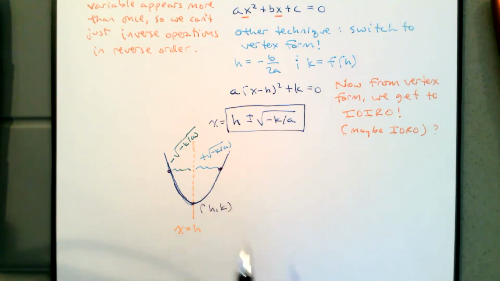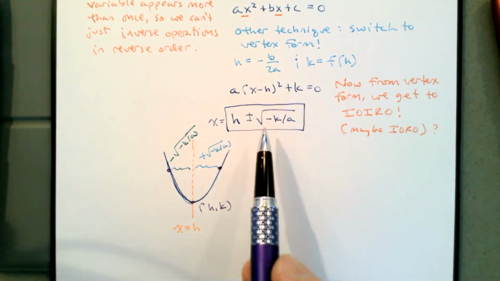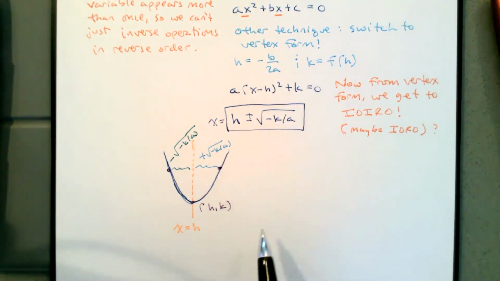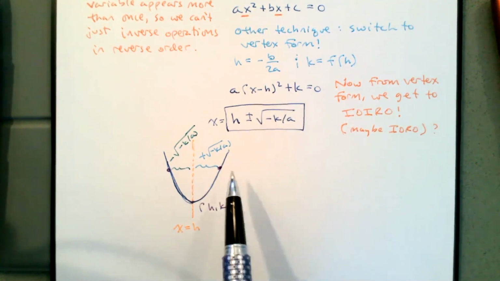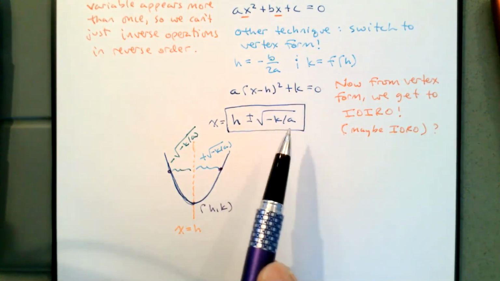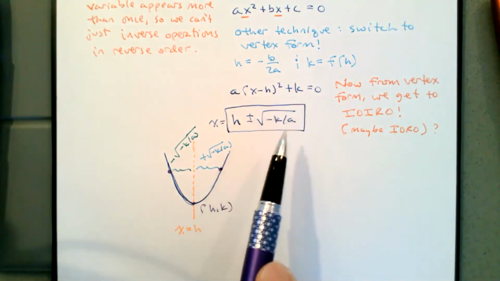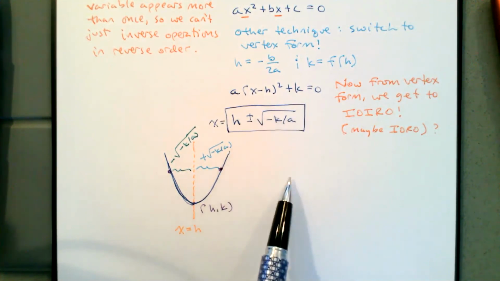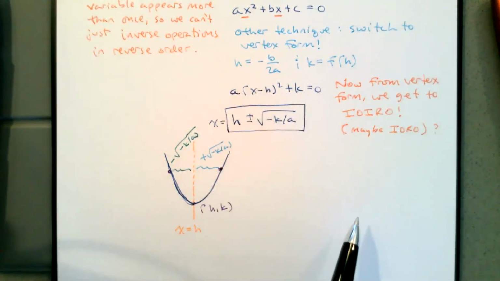Similarly, if k is negative and a is negative, then minus k over a will still be negative. The parabola opens down and the vertex is below the x-axis, so there'll be no real solutions. But if k is negative and a is positive, then we'll do the square root of a positive number. The vertex is above the x-axis, and there'll be two real solutions.